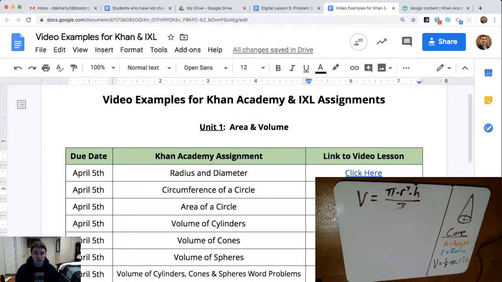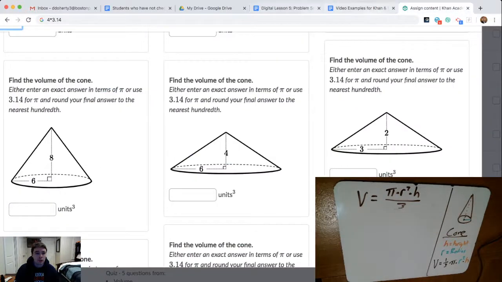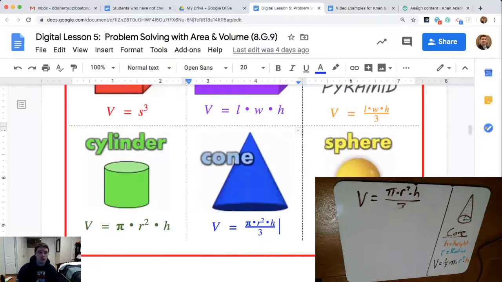Specifically, this video is going to focus on the fifth assignment we have. That's the volume of cones assignment. So before we take a look at some of those Khan Academy assignment questions that ask us about volume of cones, first thing I want to do is point out where I'm getting some of the information.